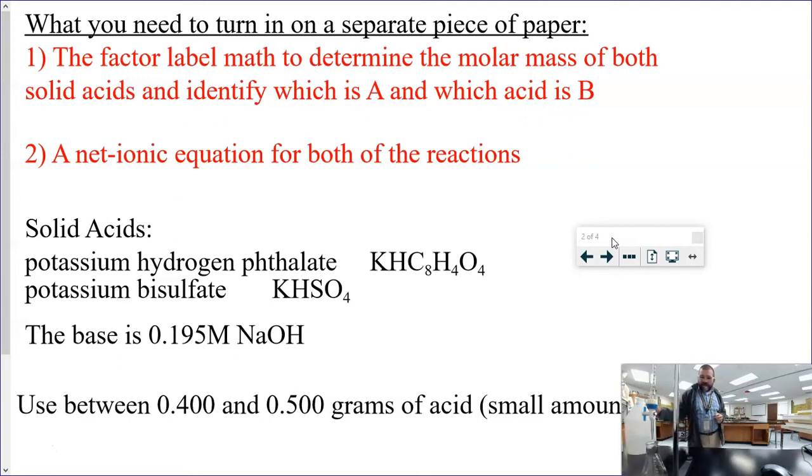In the Erlenmeyer flask, down below, I'm going to put between 0.4 and 0.5 grams of my unknown acid. I'll start with A, do 2 trials, go to B, do 2 trials, and give you all that data to allow you to do those factor label problems. Okay? So, I'm going to get set up. I'll be right back in just a second.